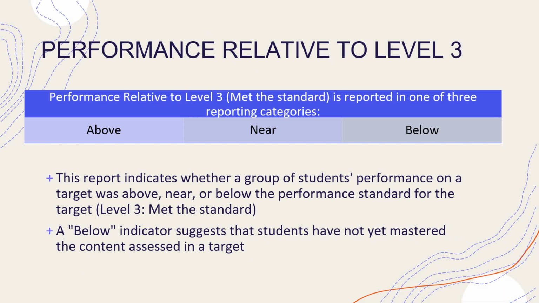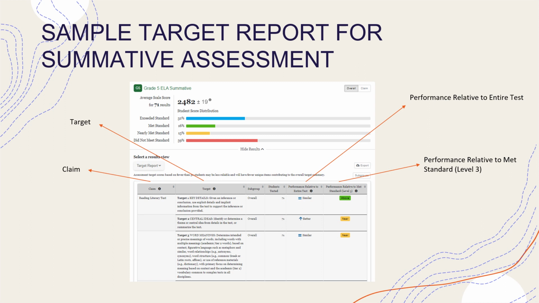Performance relative to level 3 met the standard is reported in one of 3 reporting categories: above, near, or below. This report indicates whether a group of students' performance on a target was above, near, or below the performance standard for the target. A below indicator suggests that students have not yet mastered the content assessed in a target. The sample target report shows the student's average scale score and standard error of the mean.